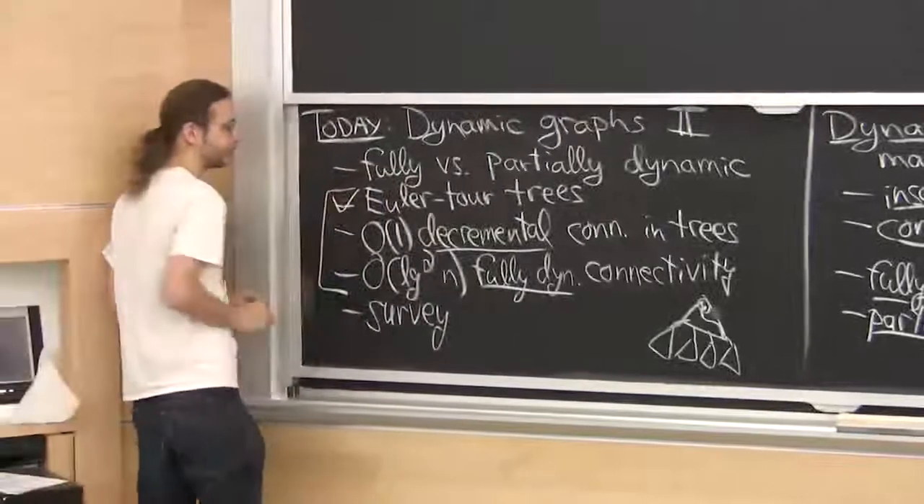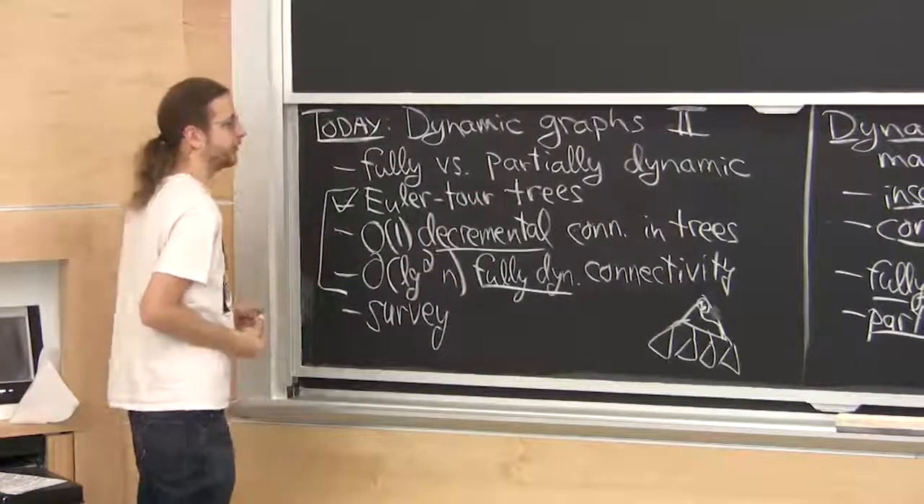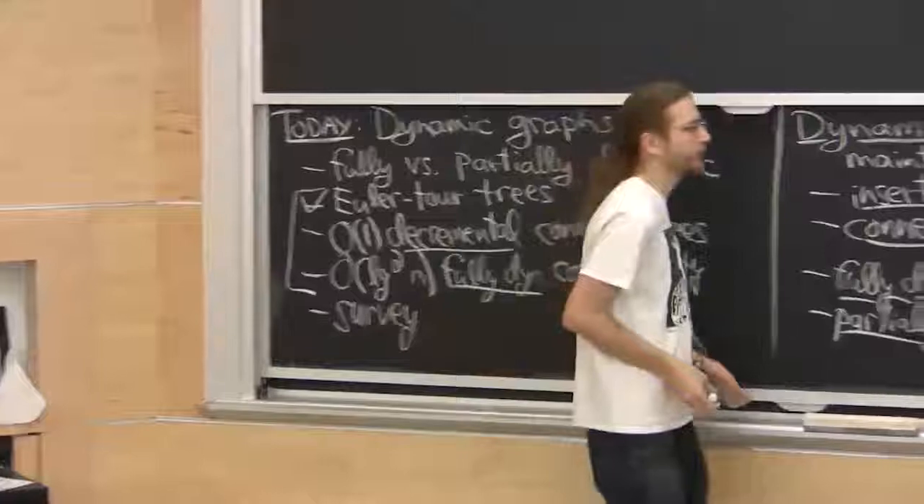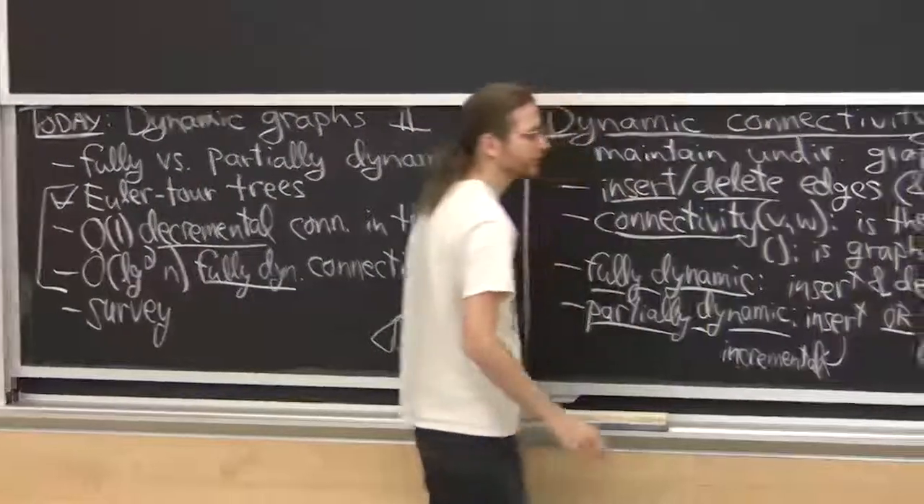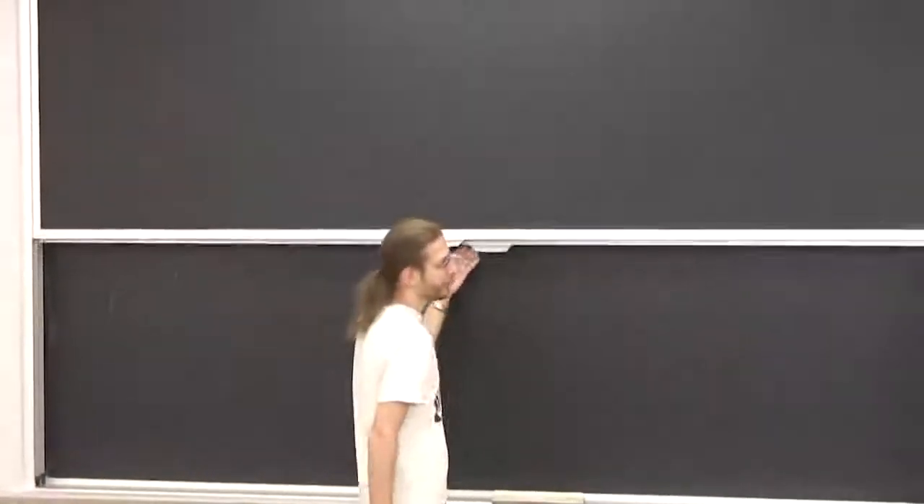Okay, so that's Euler-Tour trees. Next on our list is decremental connectivity in trees. So we're going to solve a weaker problem, which is just deletions only instead of inserts and deletes. We're going to solve it faster.